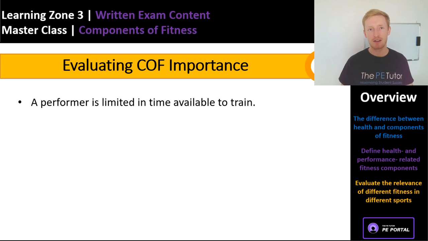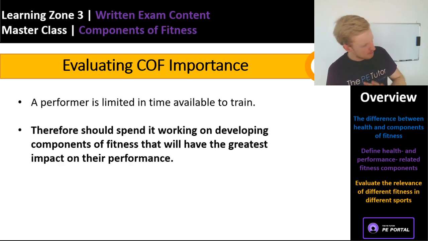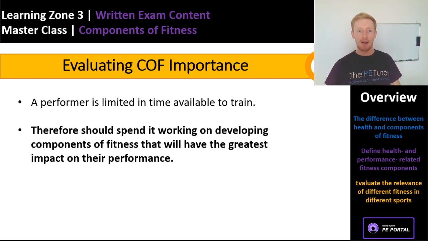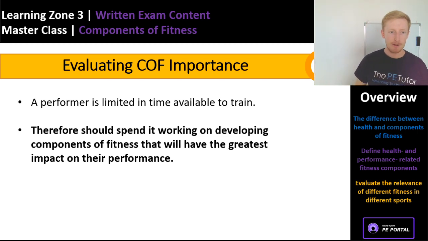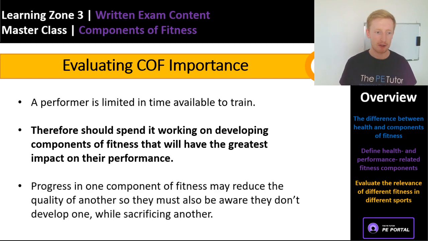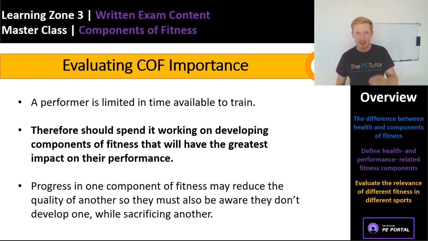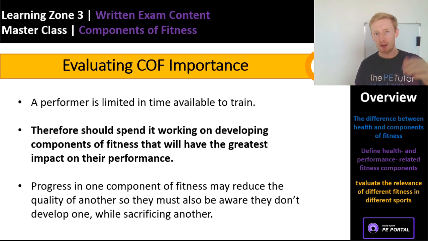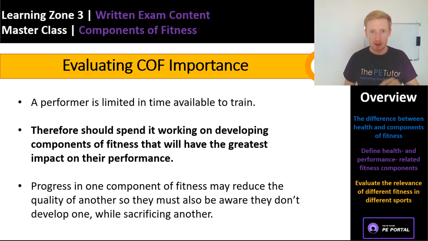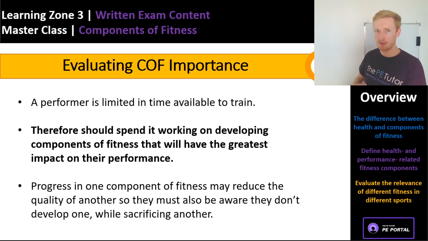Because a performer is limited in the time that they have available to train, especially elite performers, where they've factored in time frames and they've periodized their training and they've got certain goals to hit by certain dates. So they should be spending their limited time on developing the components of fitness that will have the biggest impact on their overall progress, because progress in one component of fitness may reduce the quality of the progress in another. So by evaluating the importance of different components of fitness, a performer can start to prioritize. That's a great word for this. They can prioritize which components to train because they can see which ones are most relevant to their sporting context.